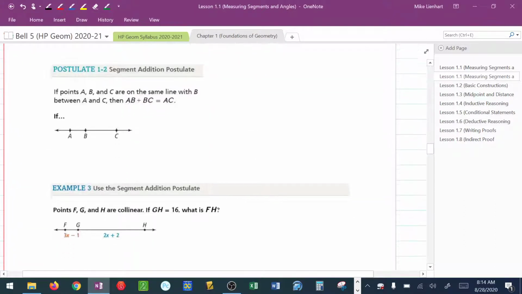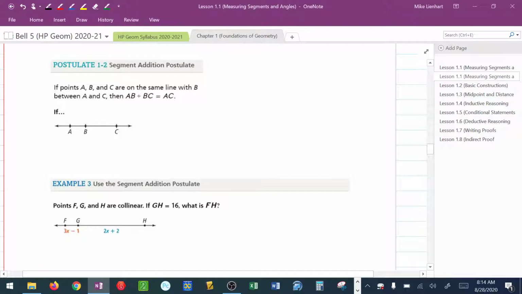All right? Now we have a postulate. A postulate, by definition, very simply, is a statement in geometry that is automatically accepted to be true. That's what a postulate is.